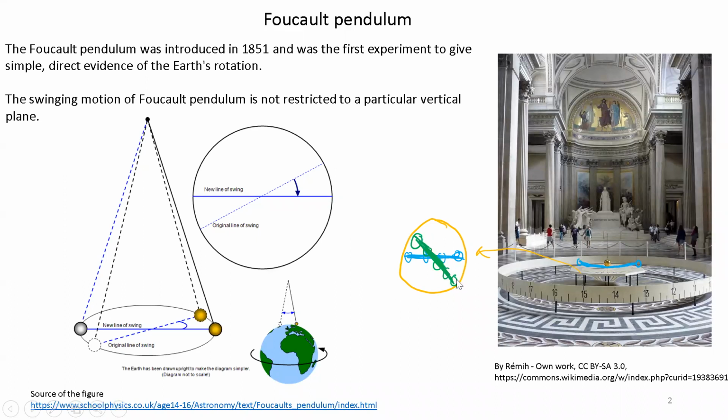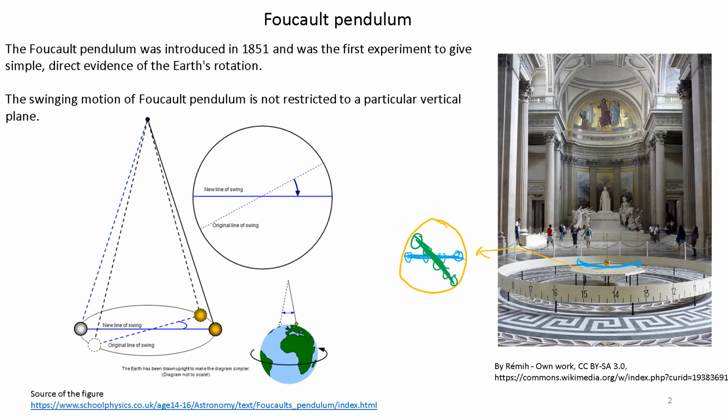And then after some more time, you imagine what happened, right? The plane of the oscillation keeps rotating, and eventually it goes back to the original plane. But it just keeps doing this with a constant velocity. So the plane of oscillation keeps rotating at a constant rate. So that's what this experiment shows.